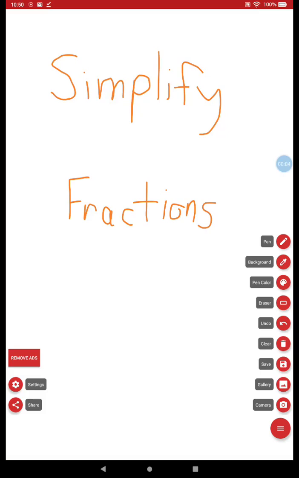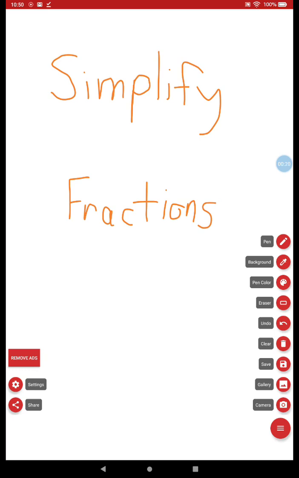So this one isn't tied to a specific math assignment. It's really about all of them. And it's a question that I've been getting a lot, which is how do we simplify fractions? So this is a special fraction lesson on how to simplify fractions.